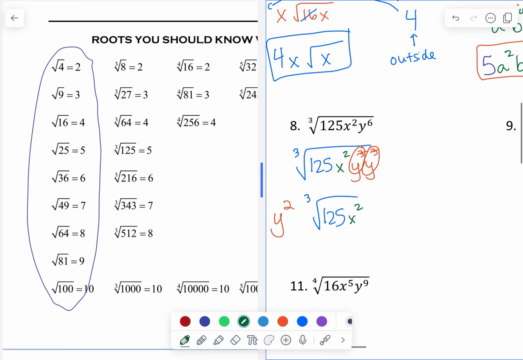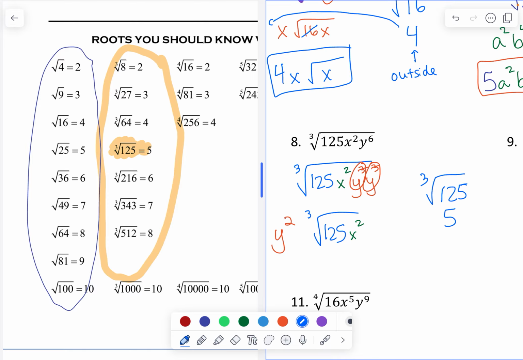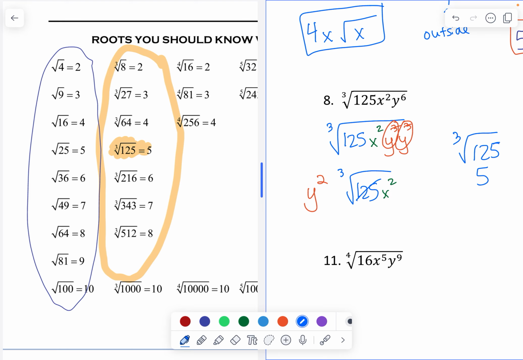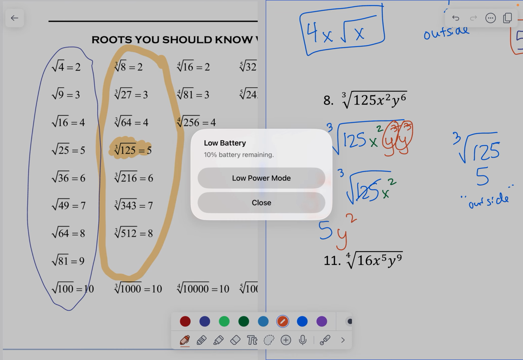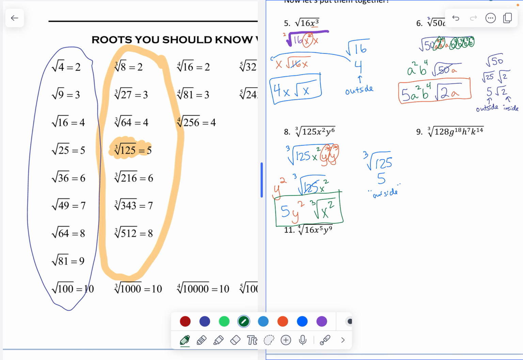Okay, so then just like the other ones, off to the side, I'm going to simplify this cube root of 125. So again, make sure you use the right list. This is the cube root list. And look, 125 is in there. Okay, that has a nice answer. So it's just 5. So this is kind of like that first one we did. So you don't have that anymore. So the 5 comes outside because there is no root there. And then you have your y squared. And then in that cube root, you just have the x squared because we simplified the 125.